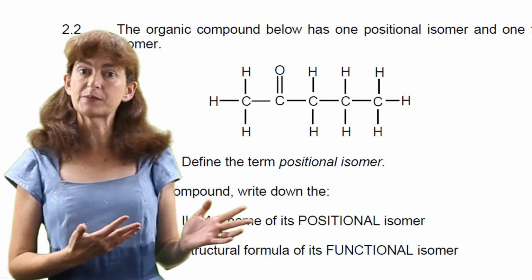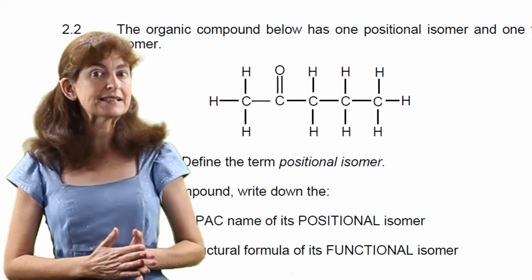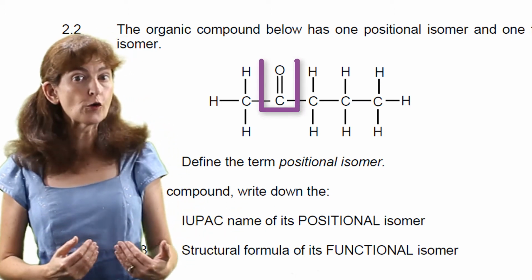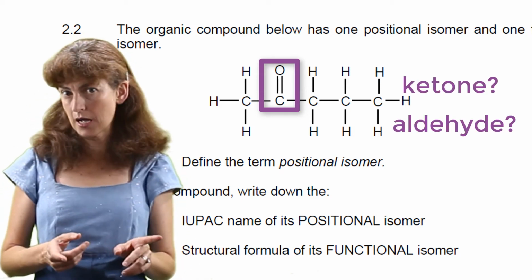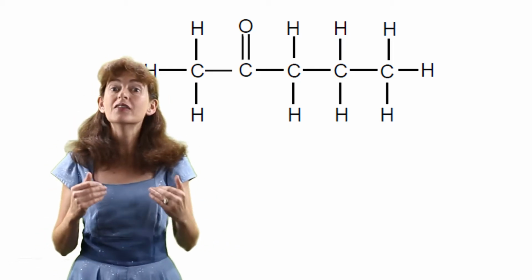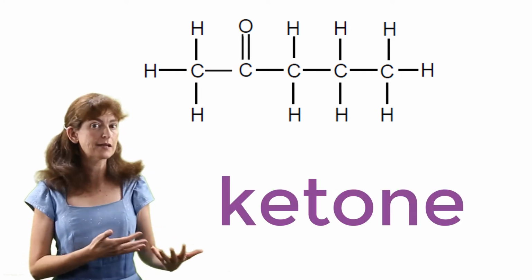Now let's look at this particular compound. We can see that it has a carbonyl group, so it's either a ketone or an aldehyde. Click here for more practice about naming ketones and aldehydes. Now, how do you tell the difference between them? It depends upon where that carbonyl group is. Is it at the end? Then it's an aldehyde. Is it within? Then it's a ketone. So in this case, it's a ketone.